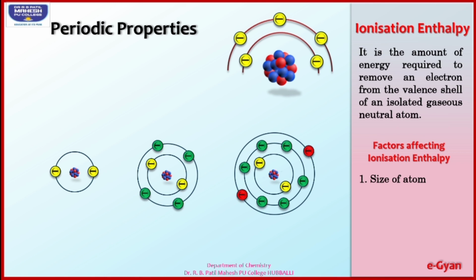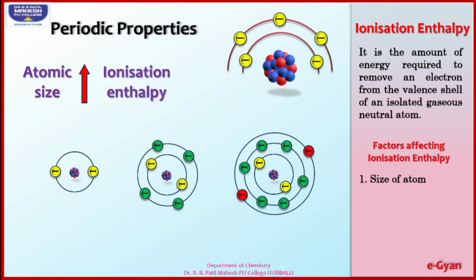It means as the distance between nucleus and valence shell electron increases, it becomes easy to remove the valence shell electron because there is a decreased attraction between nucleus and valence shell electron. Therefore, as atomic size increases, ionization enthalpy decreases. We require less amount of energy to remove the electron as the size of atom increases.